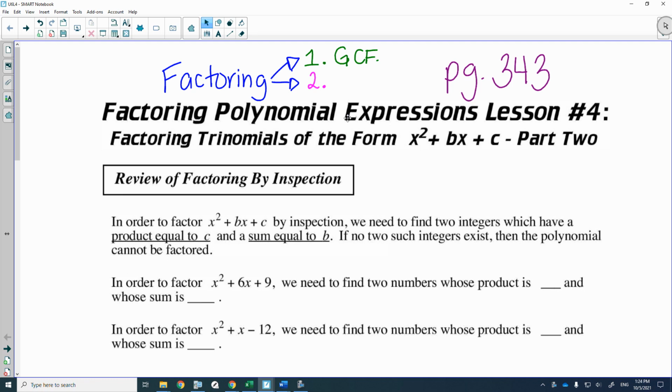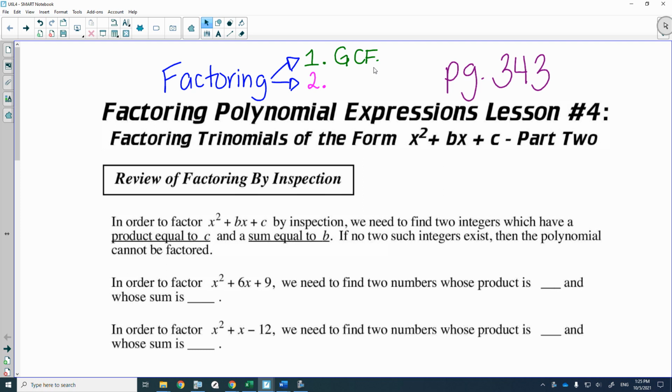Okay, so this video is going to be for Lesson 4. Lesson 4 is on PSA 1 or inspection. It's called Part 2 though. If you want, you could write this at the top of the page, but what we are doing is factoring. We've already factored by GCF.